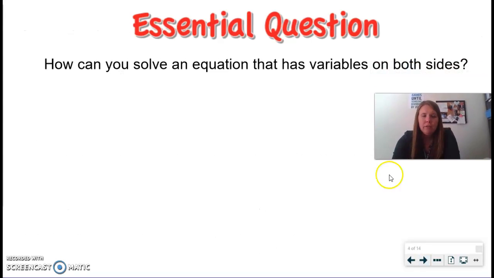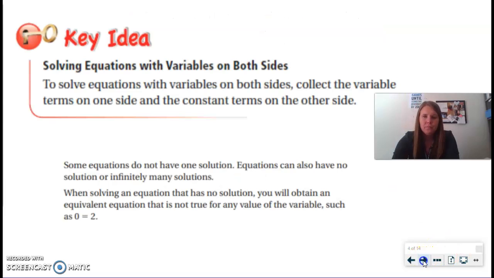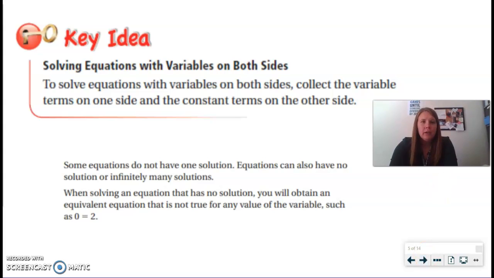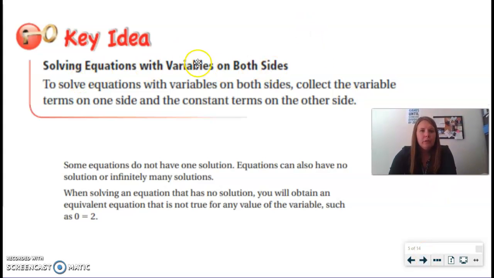So how can you solve an equation that has variables on both sides? It really depends on what's going on in your operation, and what we really want to do is combine those x terms. So whether that's subtracting the x or adding the x, or adding or subtracting whatever variable it is, we want to get those together and still solve for x if we can, or that variable. So here is what we have. Solving equations with variables on both sides.